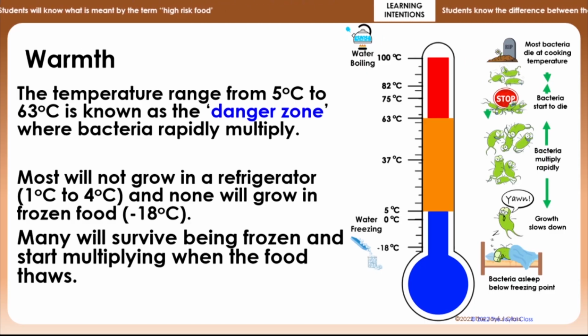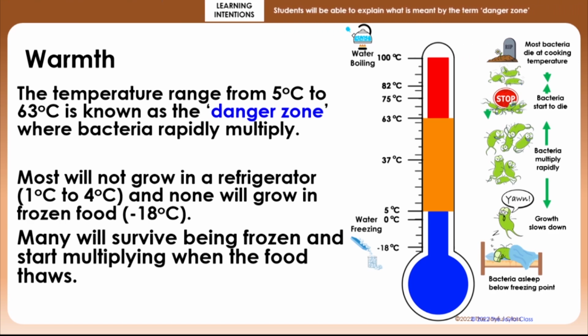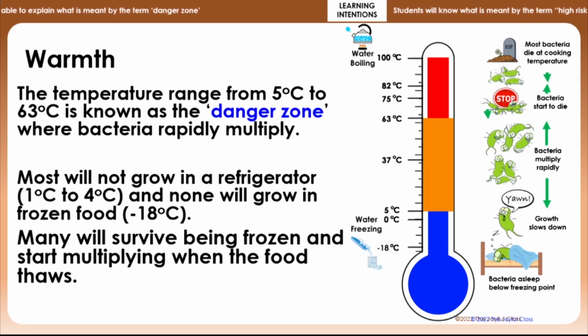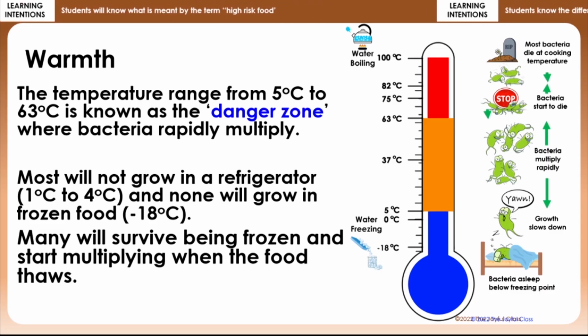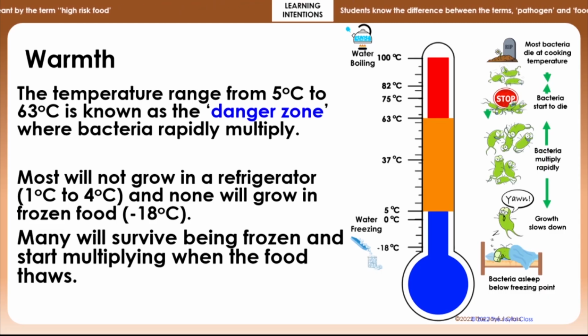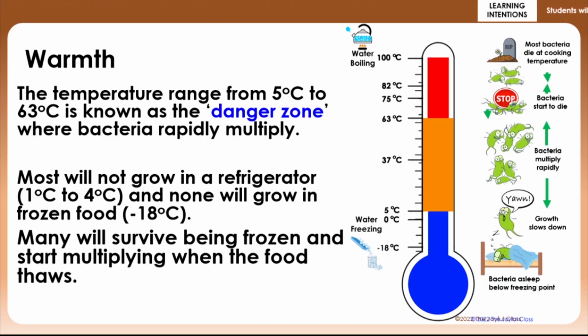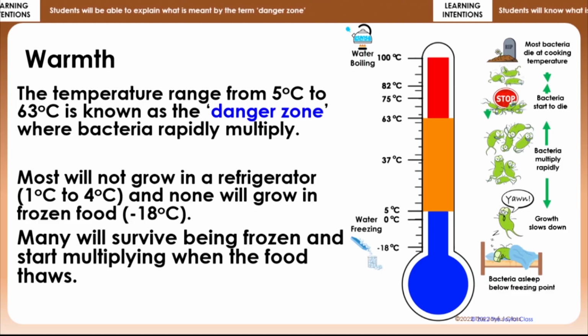Most bacteria will not grow in a fridge, and that's between 1 degree and 4 degrees centigrade. And no bacteria will grow in frozen food at minus 18. At frozen, they will be asleep, and they'll be sleepy in the fridge. They're not killed in the fridge or the freezer. They're only killed by cooking. Many survive being frozen and start multiplying when the food defrosts.